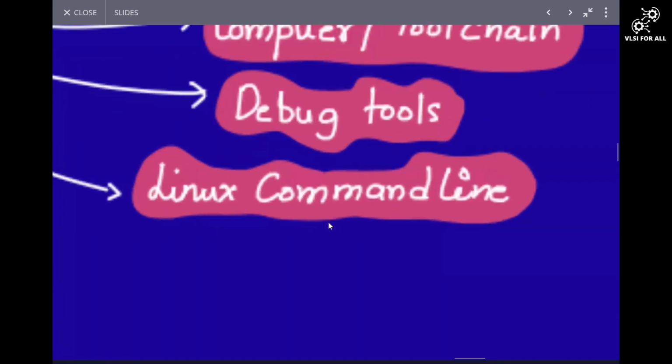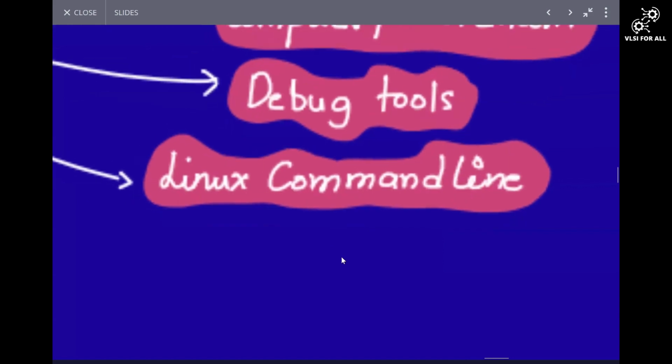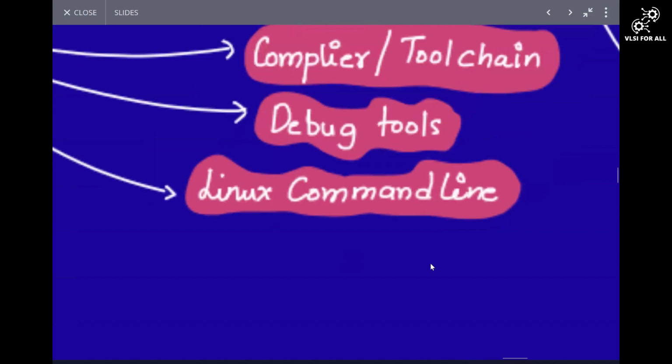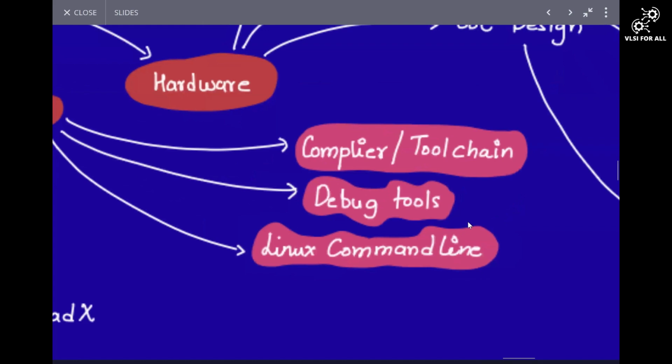This Linux command line is common even for any VLSI job that you are doing. All your design tools mostly run on a server. That server happens to be a Linux server, right? So you need to master the Linux command line in order to do your design, or to write embedded programs also.